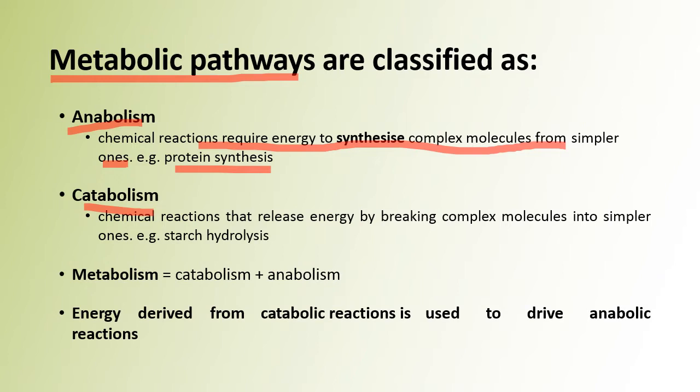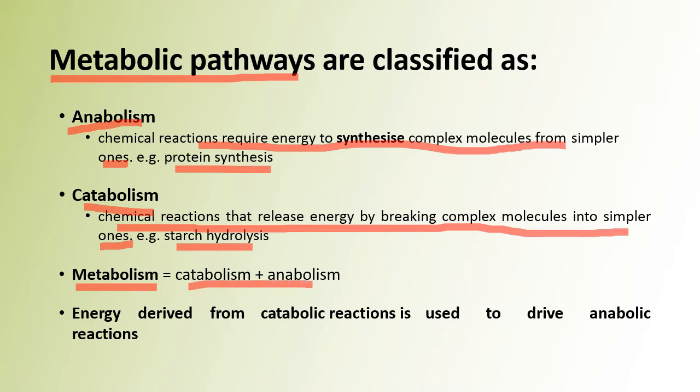On the other hand, catabolism is a chemical reaction that releases energy by breaking complex molecules into simpler ones. For example, hydrolysis of starch, where the starch is hydrolyzed into its monomer glucose. And just remember that metabolism is equivalent to catabolism plus anabolism. In other words, energy derived from the catabolic reaction is used to drive the anabolic reaction.